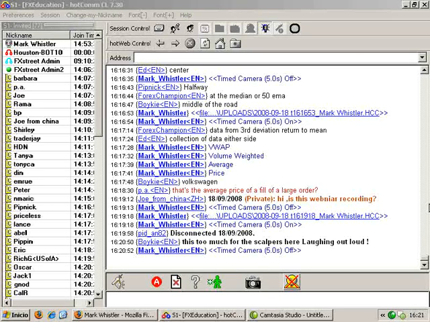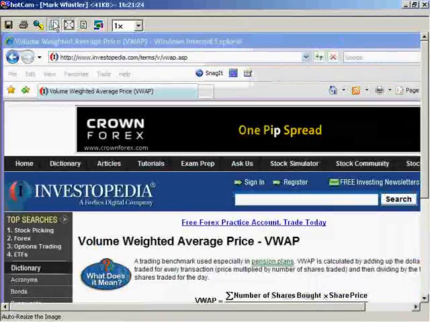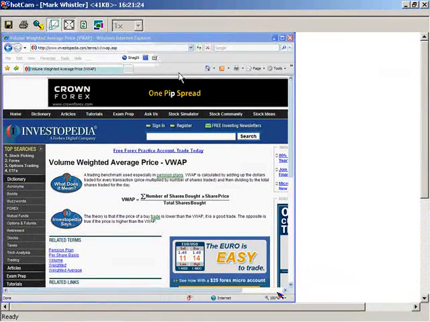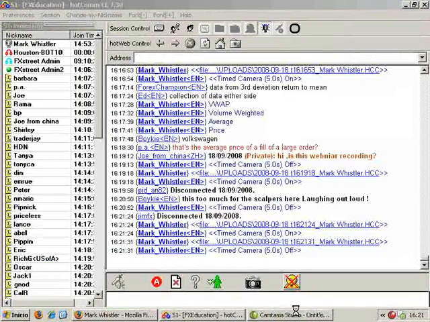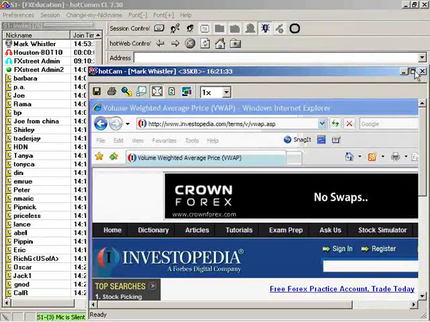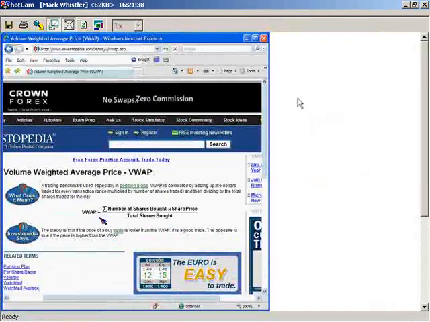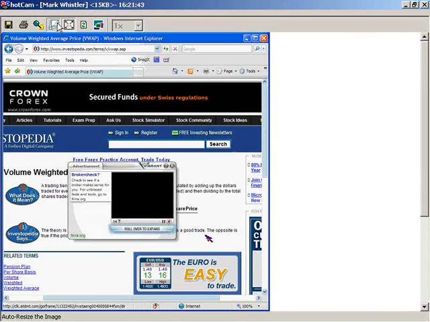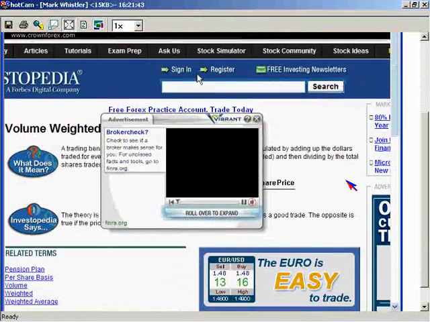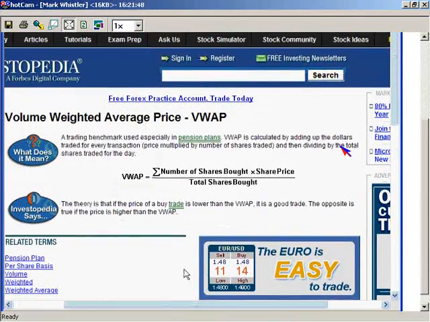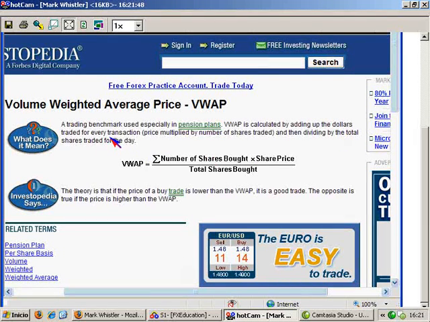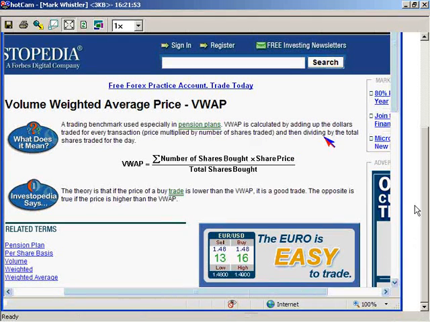I'm going to pull it up for you here. The VWAP, can everybody see my screen okay? It's sized okay? The trading benchmark used especially in pension plans. VWAP is calculated, oh boy, these little pop-up ads drive me nuts. The VWAP is calculated by adding up the dollars traded for every transaction, price multiplied by number of shares traded, and then dividing by the total shares traded on the day.